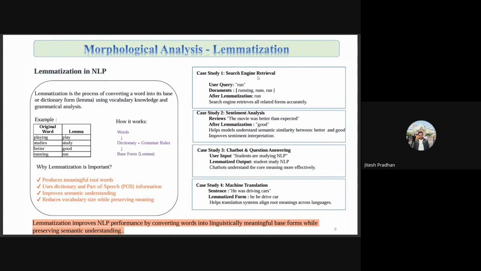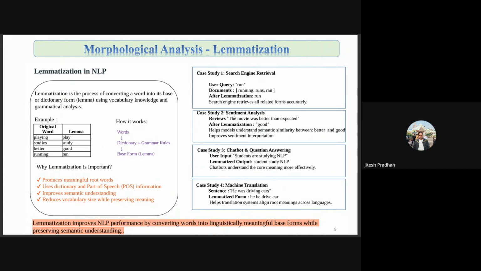So we have this search engine retrieval. We have written run. Again, in documents we have running, runs, and ran. So after stemming, this running and runs may be the same, na? Because after removing ing, it will be run. After removing s, it will be run. But this ran is another form of run, na? Both have the same type of meaning. The context is a little bit different. Okay. Now, after lemmatization, all three will have the same root word or same base dictionary word, that is run. So these three will perfectly match with run.